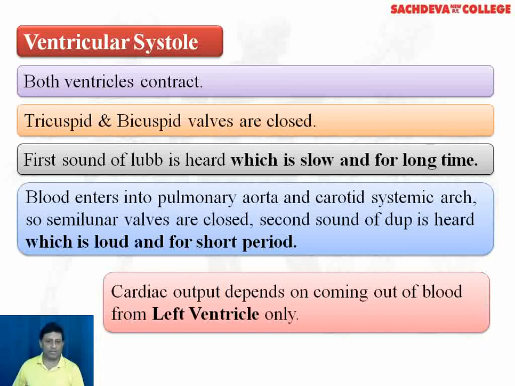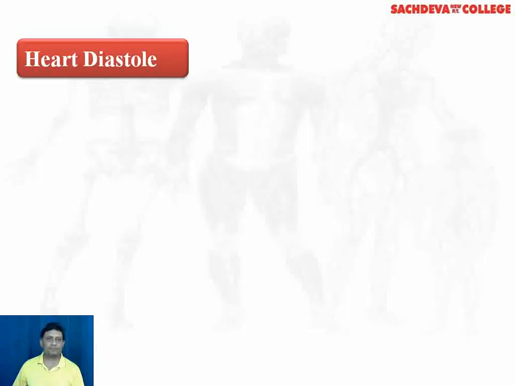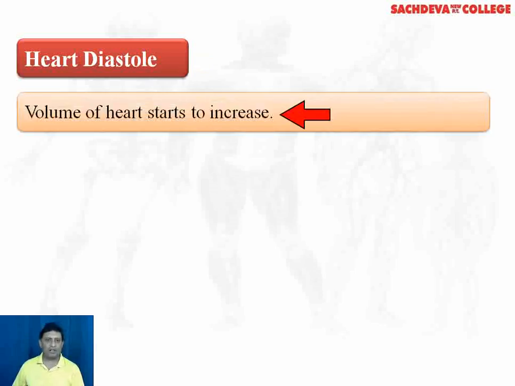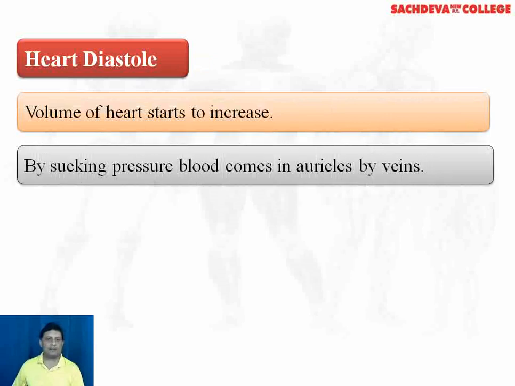Cardiac output depends upon the amount of blood which comes out from the left ventricle only. Heart diastole, that is the relaxation of the heart. The volume of the heart increases as the heart tends to relax. By sucking pressure, blood comes into the auricles with the help of veins.